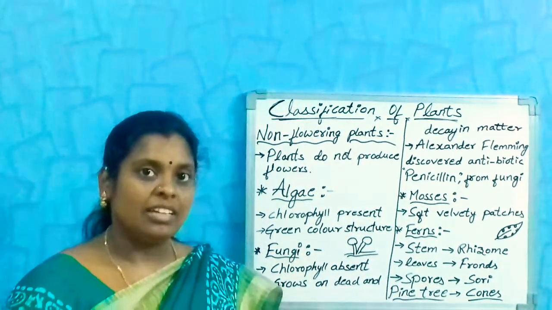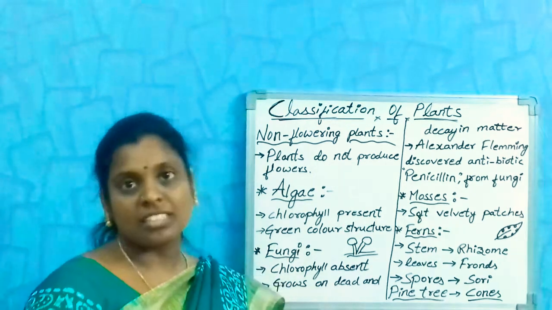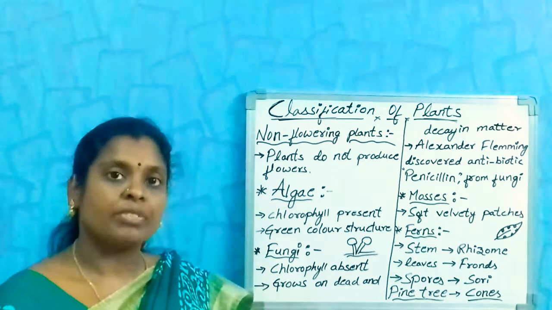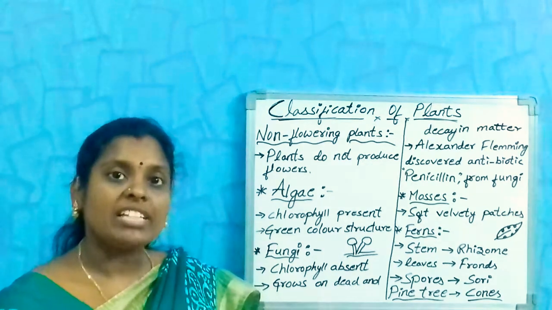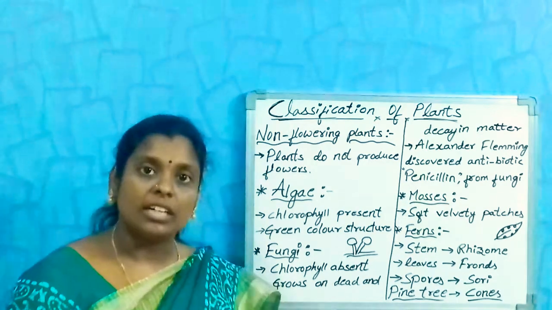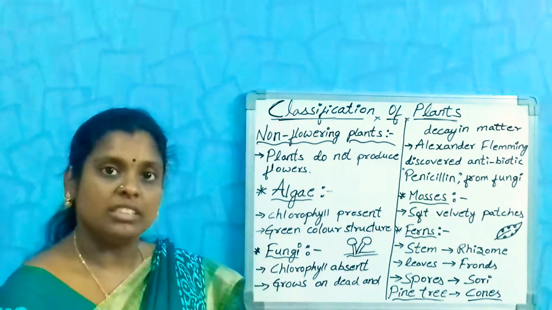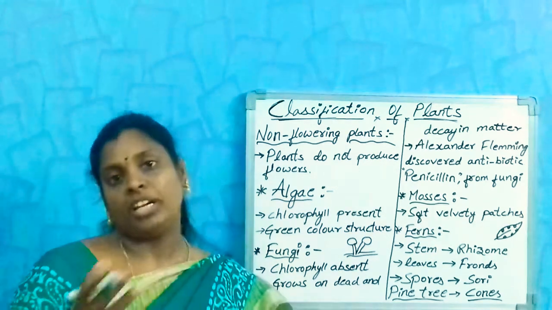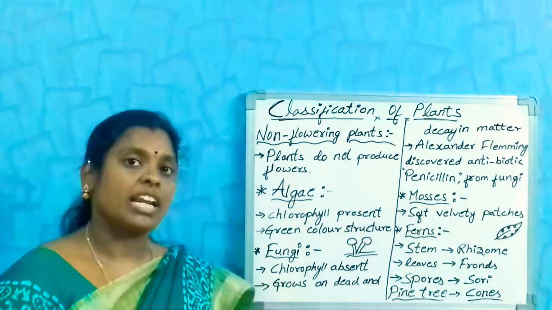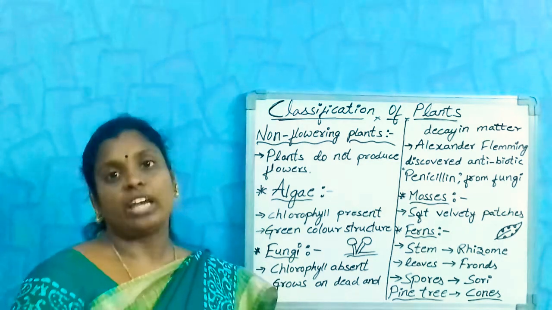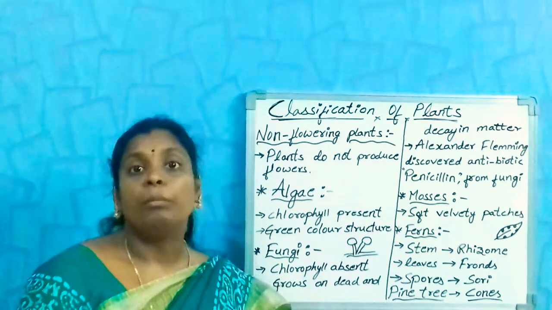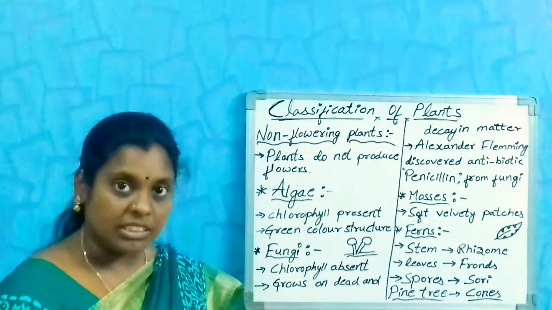Children, we are back to our class with the topic classification of plants. In the previous class, you have learned how the plants are classified and how many types. So, the plants are classified into two types. On which basis? Yes, based on the production of flowers.